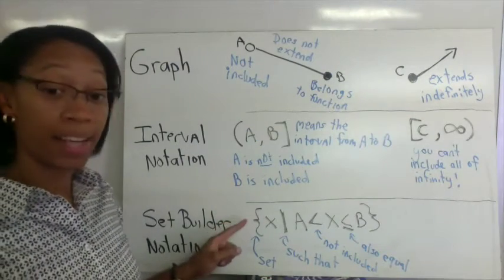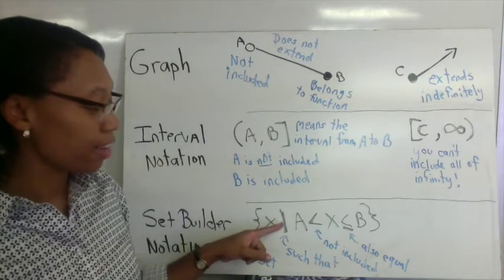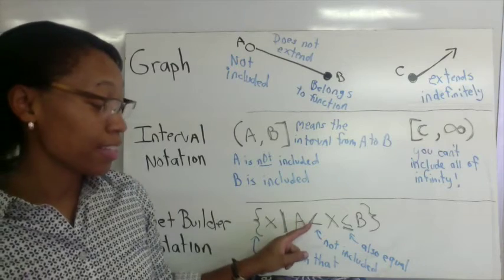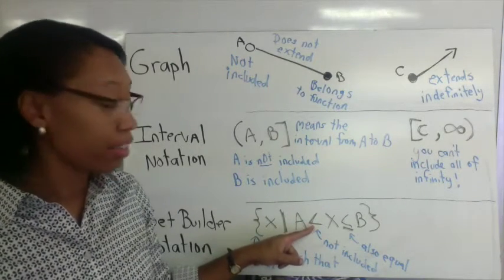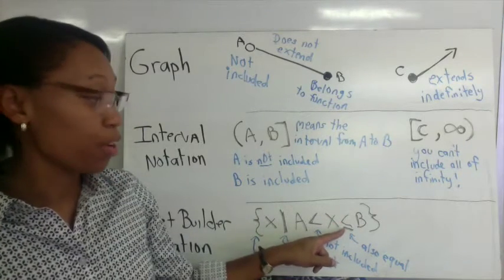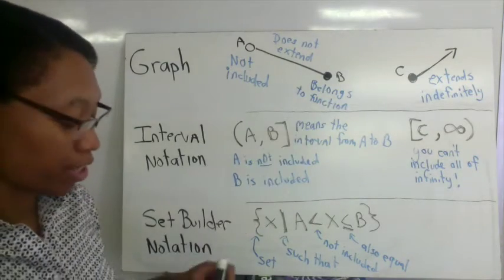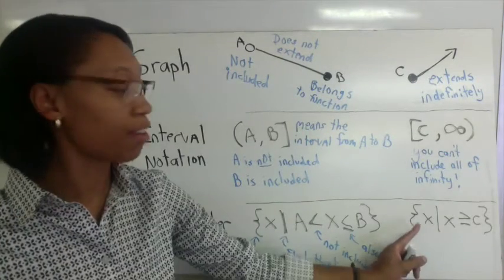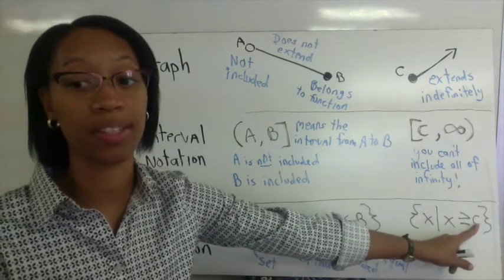Okay. So again, we have the set of x such that the value of a is smaller than x, but the value of a is not included. And x is smaller than or equal to the value of b. And for the other one in set notation, this means the set of x such that x is greater than or equal to c.